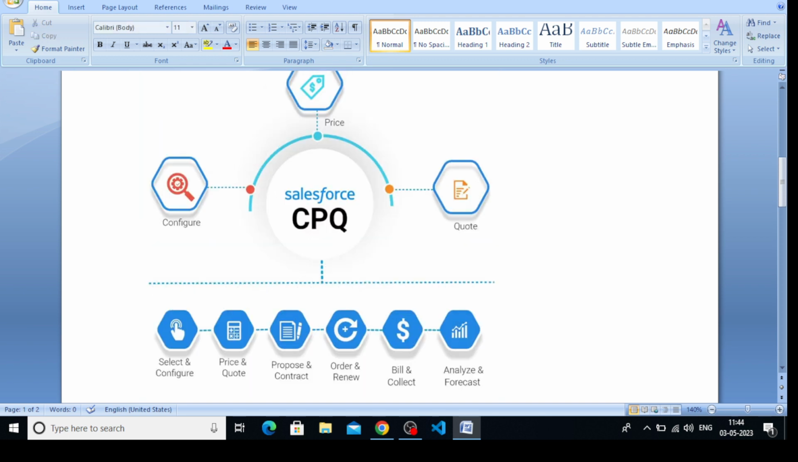So again it has some background history. Configuration: whenever we are talking about a sales process, the main subject here is the product. It may be any type of product. In the market we can see many types of products being sold. They may sell hardware, they may sell software, they may sell services also.